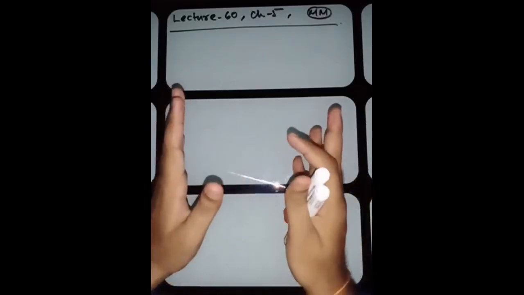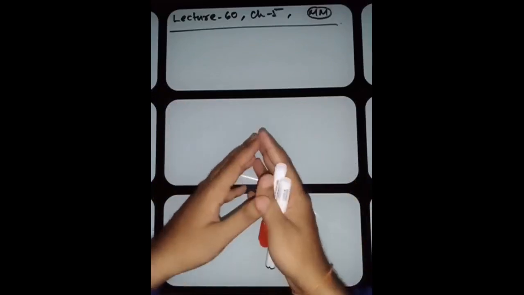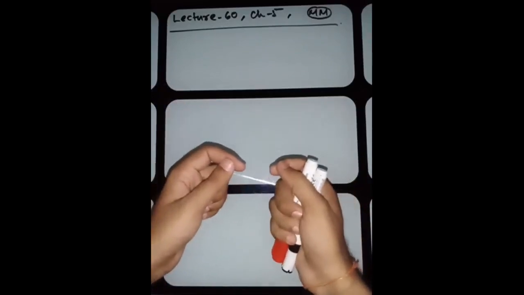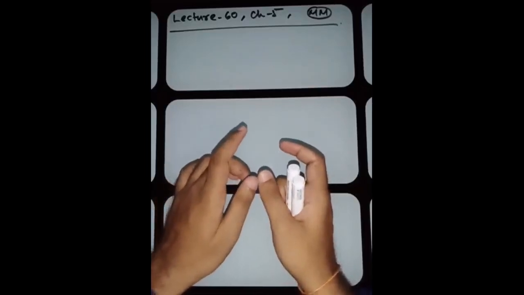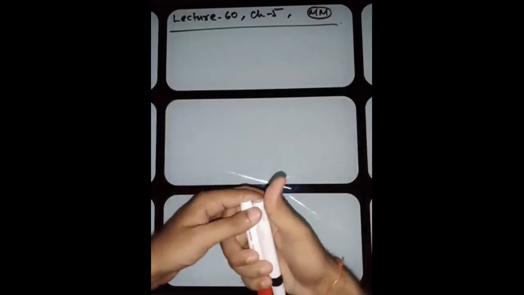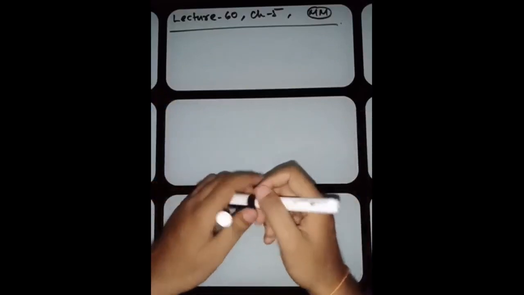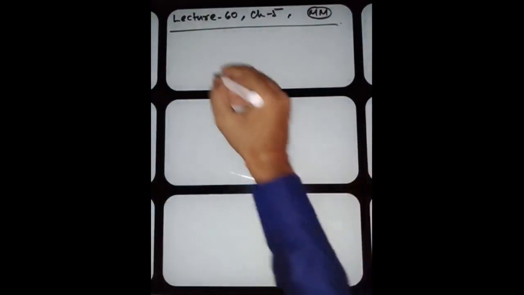This is very easy, my dear students. As you have studied the force between two point charges, in the same way you have to apply it here to the force between two poles of the magnet, and that is Coulomb's law. So give the heading: force between two magnetic poles.